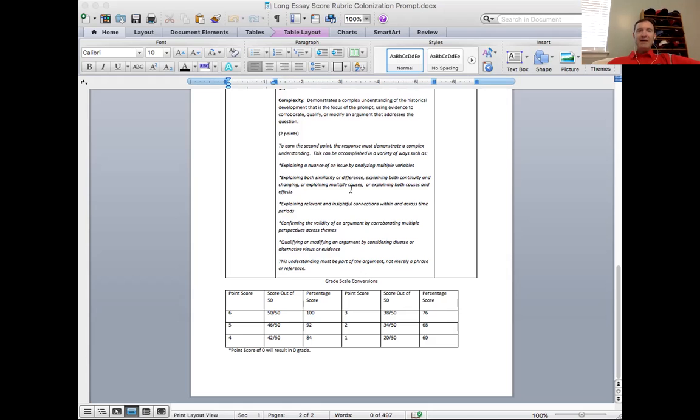Okay? All right, explaining both the similarity or difference, explaining continuity and change, or explaining multiple causes, or explaining both causes and effects. Again, it's implied that you can bring cause and effect, continuity and change, the idea of comparison and contrast. So again, guys, the more that you train yourself to think about this complexity, I'm not going to say it's going to be easy, but if you make it habitual, you're going to see that it's something you can tackle with a lot more success and probably a lot more confidence.